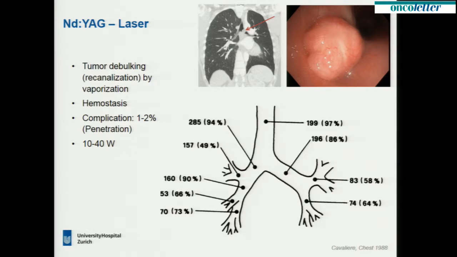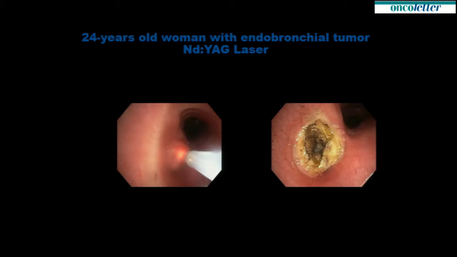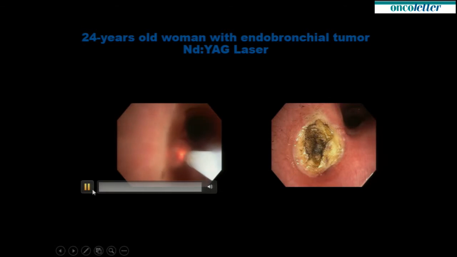I have one example here. This is a young lady. She's 24 years old. She was highly dyspnoic and came to the emergency department. At emergency bronchoscopy, we saw this is a very well vascularized tumor. And then we took her to the interventional lung center and applied the techniques as I told you before. That means we made a rigid bronchoscopy.